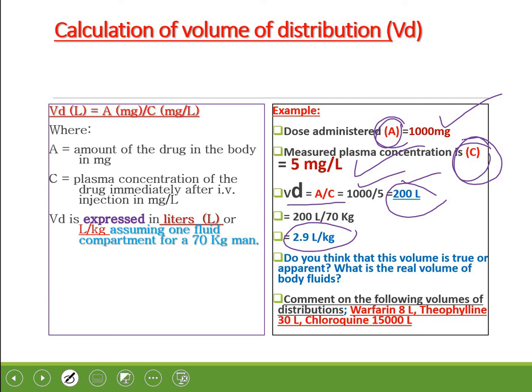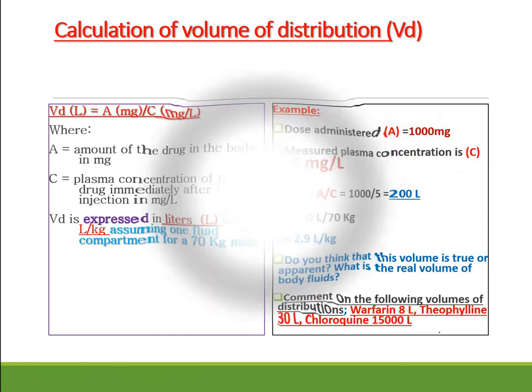What is important to understand is that certain drugs like warfarin have 8 liter of volume of distribution, tifarin has 30 liter of volume of distribution, whereas chloroquine has 15,000 liter volume of distribution. It means it is very slowly distributed and eliminated from the body.